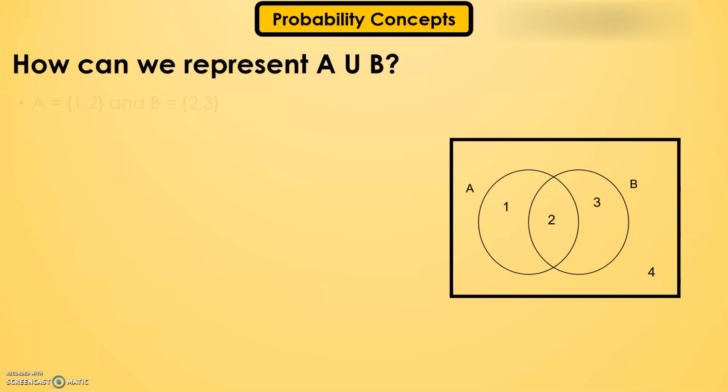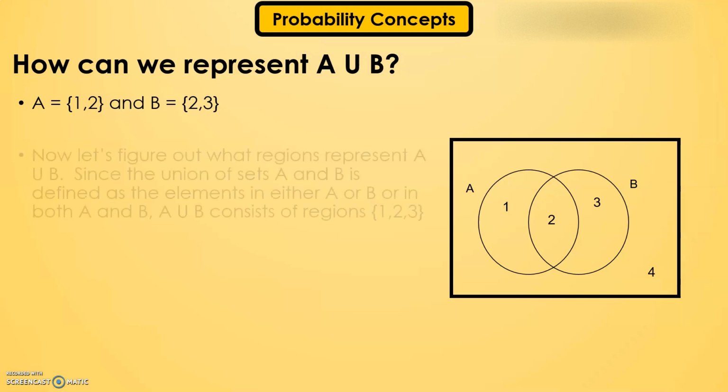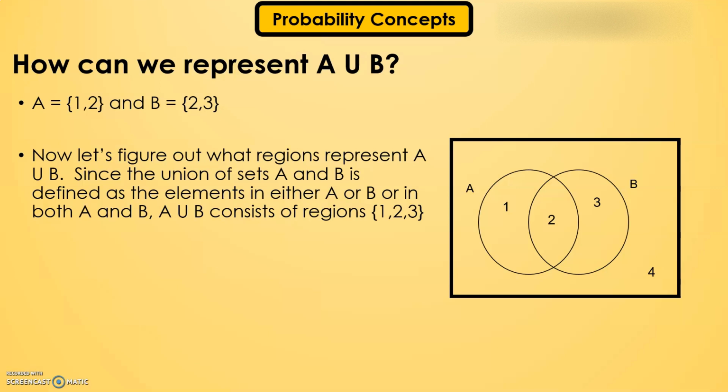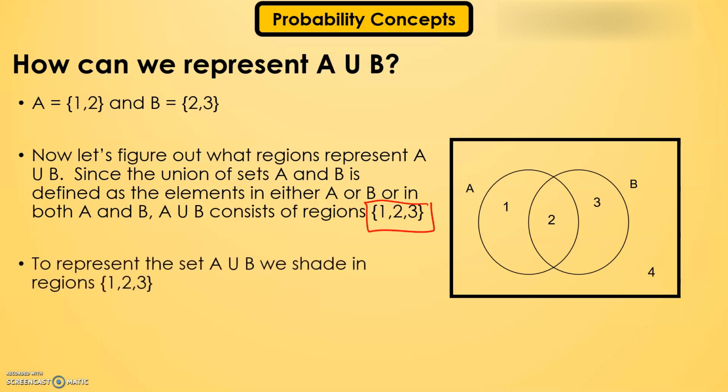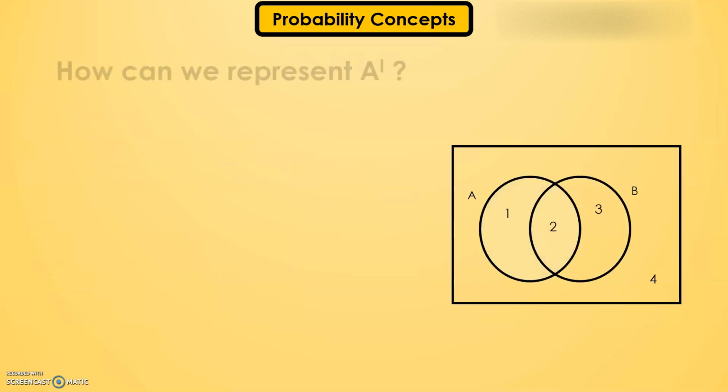For the union, they can be all the numbers in both lists. So intersection, they must be common, the same in both lists. Union, they can be both. So if we think about A as regions 1 and 2, and B as 2 and 3, then the union is 1, 2, and 3. To represent A or B, you need to shade in regions 1, 2, and 3.